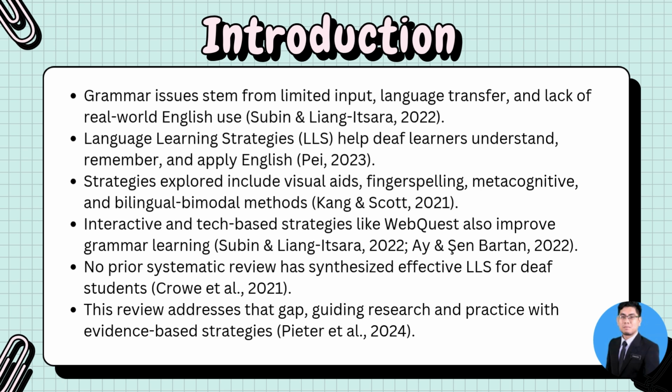However, despite growing research in this area, Crowl points out that there is no comprehensive synthesis of the most effective LLS or the most preferred LLS specifically tailored for DHH students. As a result, it remains difficult for educators and policymakers to implement evidence-based practices. Therefore, this systematic literature review aims to fill that gap by identifying and evaluating the challenges, and recommending the effective LLS that can support English instruction for DHH students.